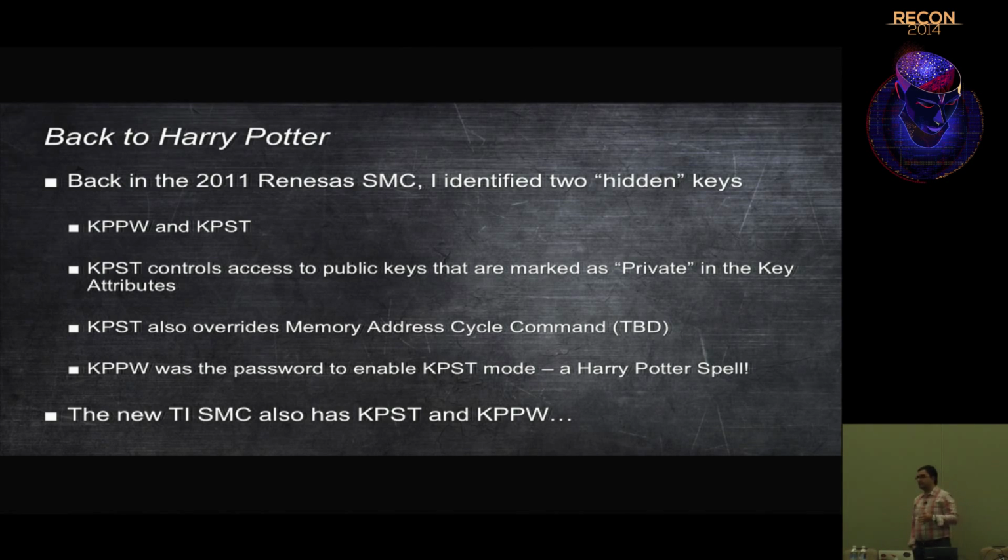So KPPW was the code that I back-referenced that would set KPST. So you had to set a specific key in KPPW, which I assumed meant kernel private password, and then KPST was set. And when I reverse engineered what the kernel password was, it was a Harry Potter spell. Specialis Revelio, which doesn't mean anything in any other language but Harry Potter. No, it was a Harry Potter spell, which I thought was pretty ridiculous.